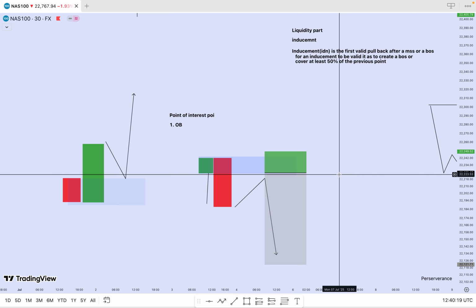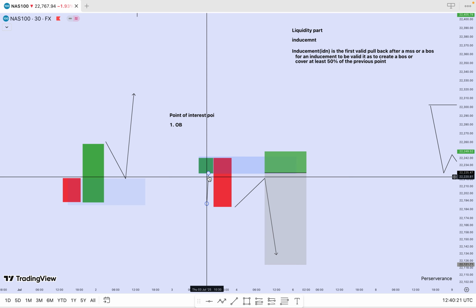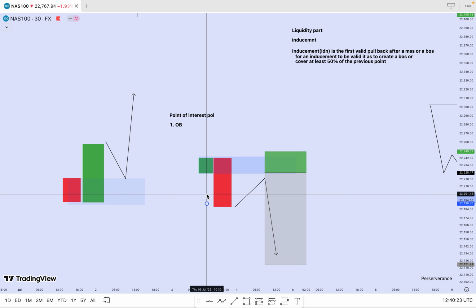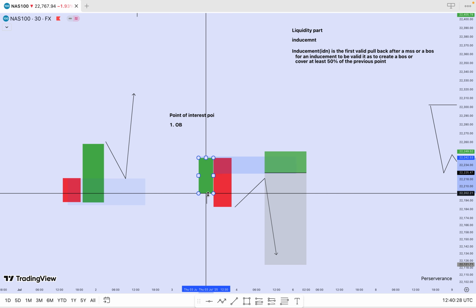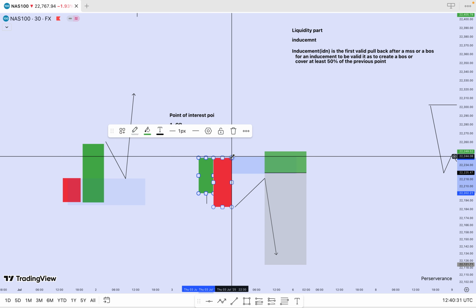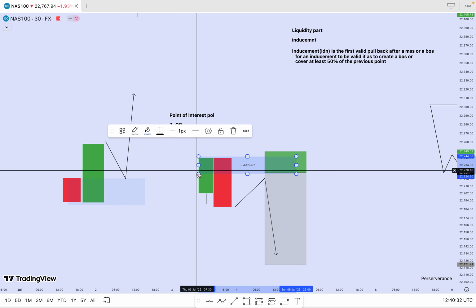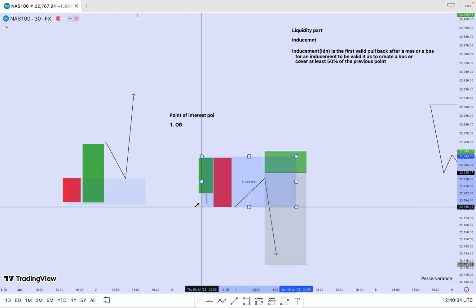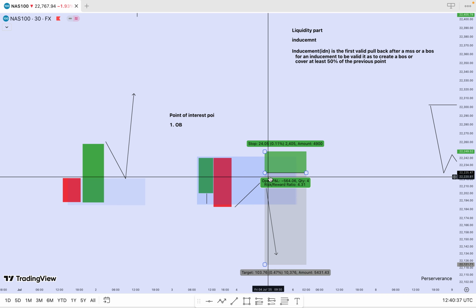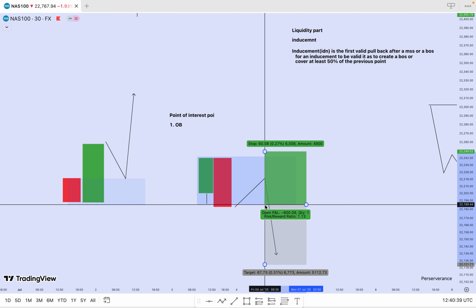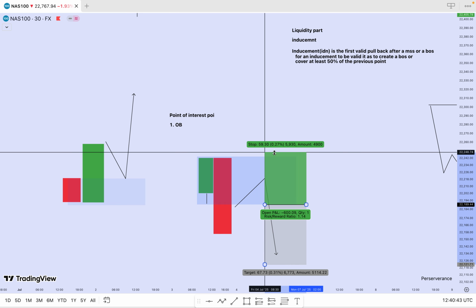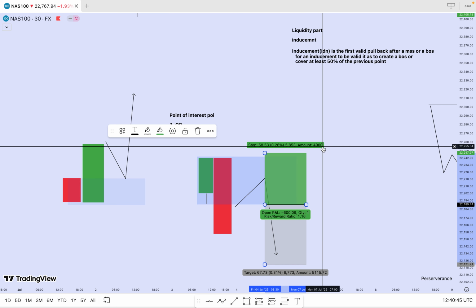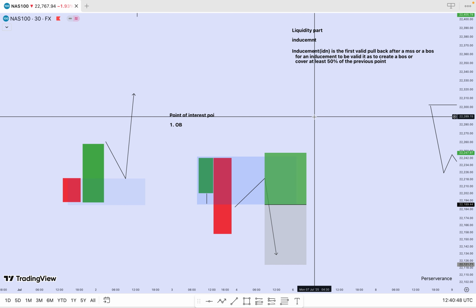That's if the wick is longer than the body. But in a scenario whereby the wick is shorter, and the body is bigger than the wick, you mark it from the wick instead of the body. You mark it from the wick to cover the body. So something like this. So this is one part of the point of interest.